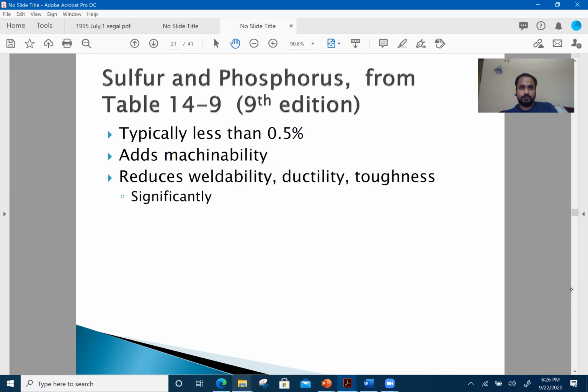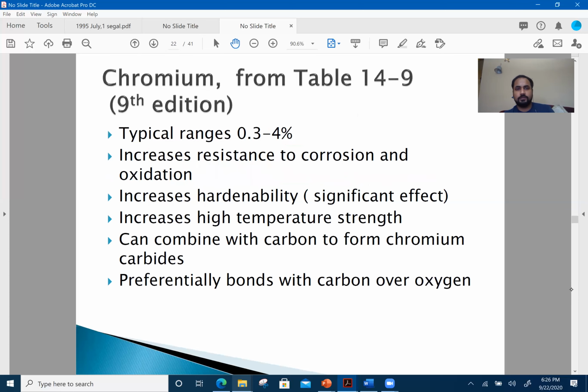So aluminum is helpful. Sulfur and phosphorus help you improve the machinability of the steel. And you generally don't add a lot of it, because it will reduce your weldability, ductility, and toughness. So there's a give and take. Based on what property you want, you add that alloying element. Chromium. Everybody knows chromium is something which makes the steel stainless. It improves the hardenability of the material as well. So these are certain properties provided by the alloying elements.